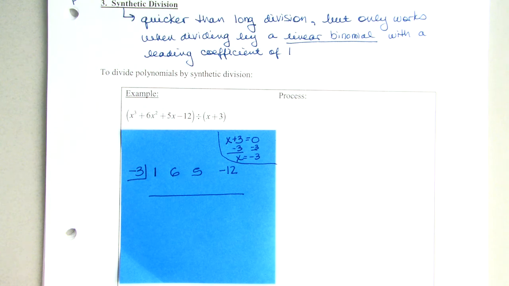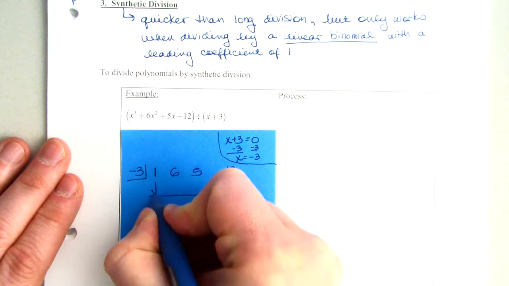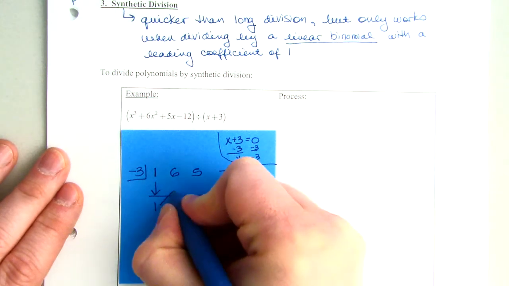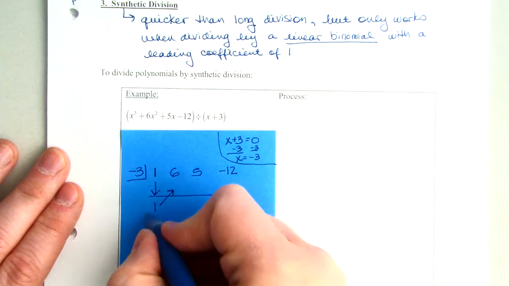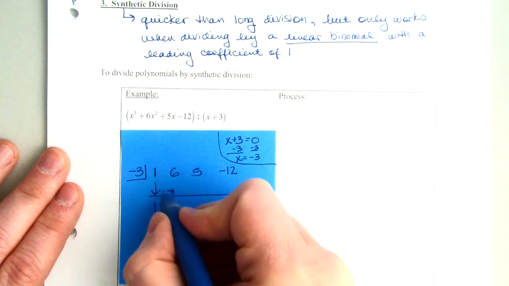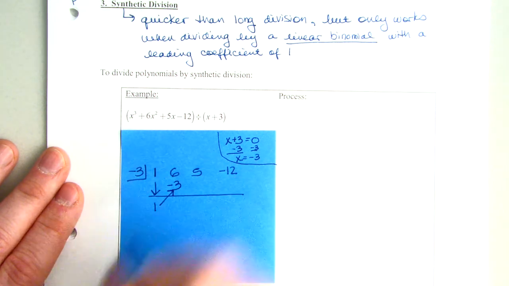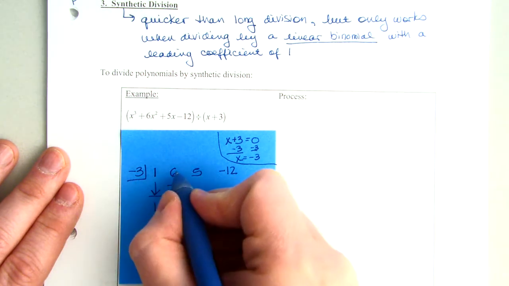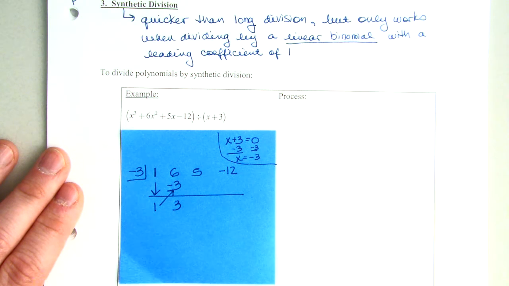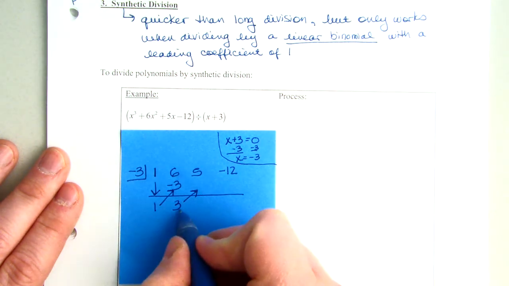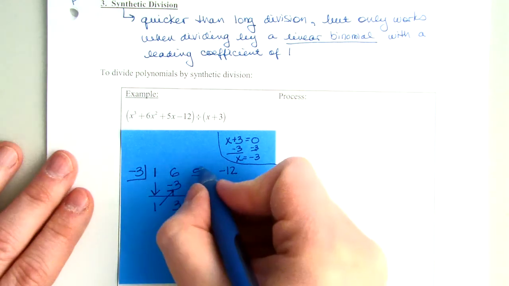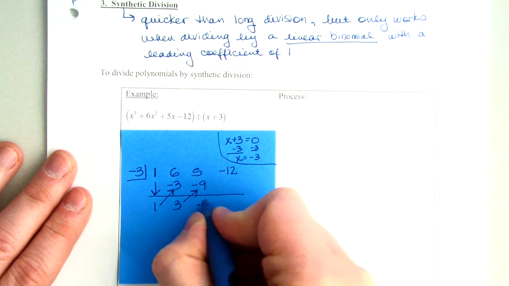Here's how the process now works. This first number, I'm just going to bring it straight down here into the answer. Diagonally, I'm going to bring up this number times what was in my little half box. I'm going to bring up 1 times negative 3, and I'm going to get negative 3. Coming down, I'm going to add these two things together. 6 minus 3 gives me 3. Diagonally, I'm going to bring up this answer times what was in the box. 3 times negative 3 is negative 9. And then I'll add 5 minus 9, negative 4.